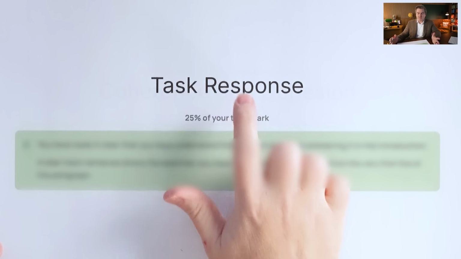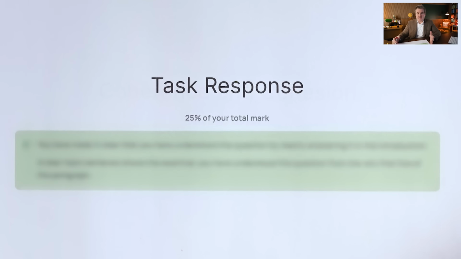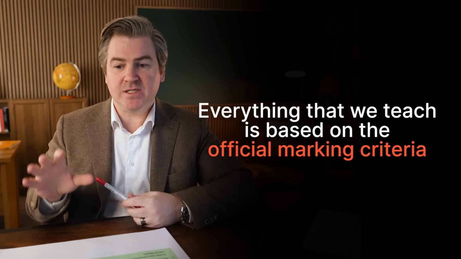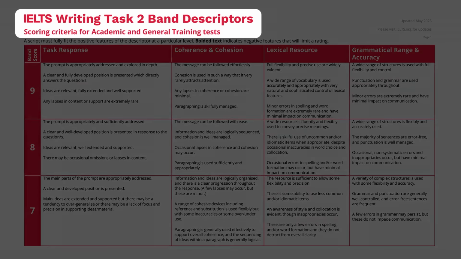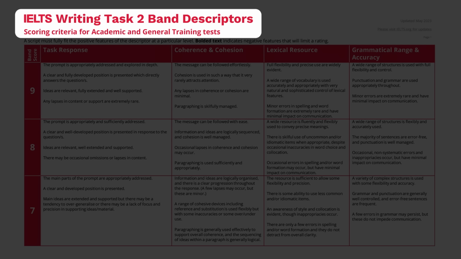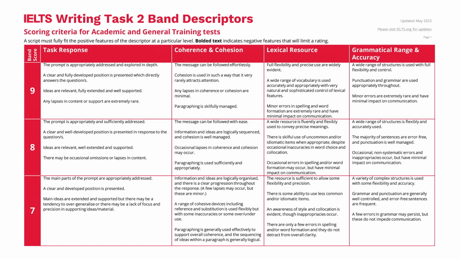Now, let's talk about the marking criteria right now, because many of you might be thinking, why is he getting me to do that? Why is he forcing me to do these things? Well, everything that we teach is based on the official marking criteria. When the examiners are marking your essay, they have the official marking criteria beside them. I know this because I sat in rooms with other examiners for years and years.